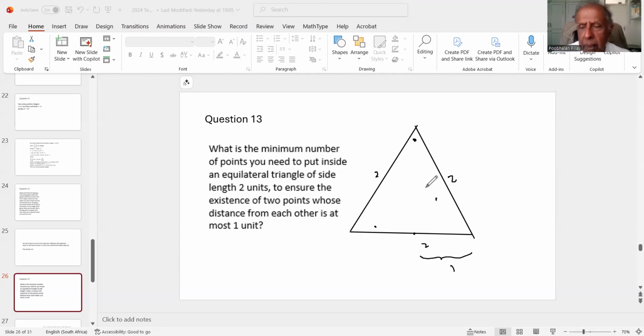All right, now I can put 4 points as well. Now there's a fourth point. If I put the fourth point, it's quite possible that I'll get 2 points which are less than 1 unit apart. Remember this halfway. Let's just draw the midpoints here, and I'm going to draw a triangle. I'm going to join all these points.